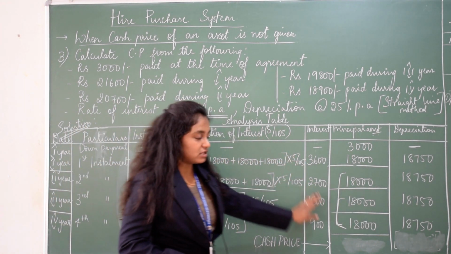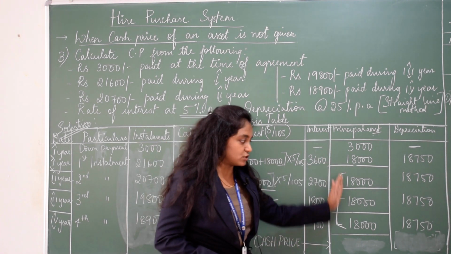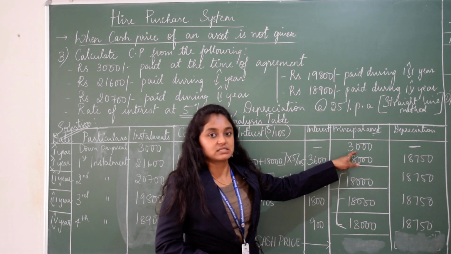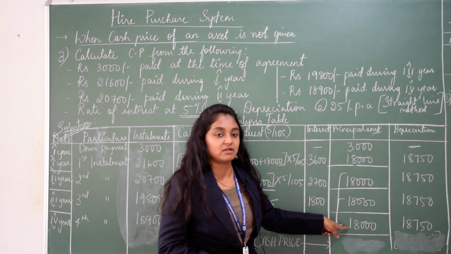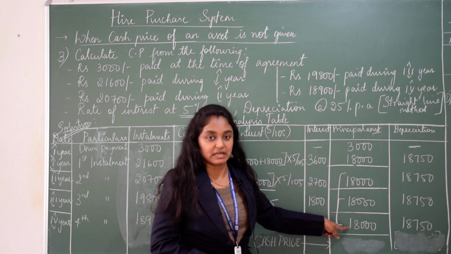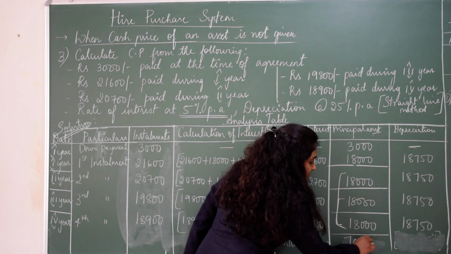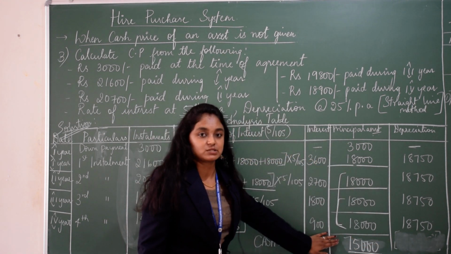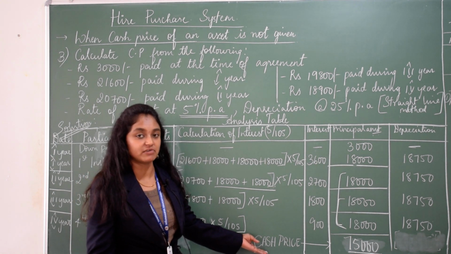So after all these principal values done, what we have to do is we have to take the total of all this principal column. 3,000 is the down payment in the first year. Along with that, these are the 4 principal values for different 4 years. So when you total it, you will be arriving at 75,000 total. So this 75,000 will become the cash price of an asset or cash price of a machinery.